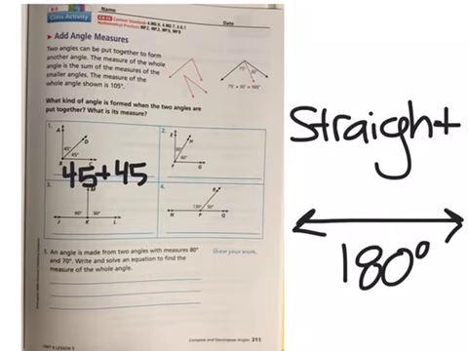The last one, it says an angle is made from 2 angles. It measures 80 and 70. So you're going to write that equation and figure out what would the whole measurement of that angle be. And you can also draw it out on the side if you would like. Okay, looking at your next page.